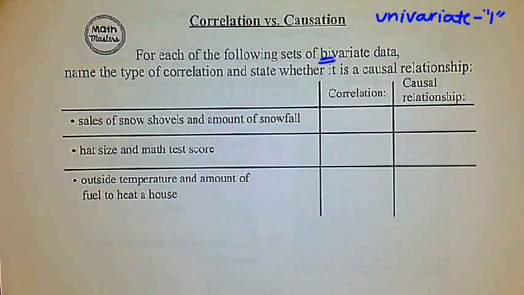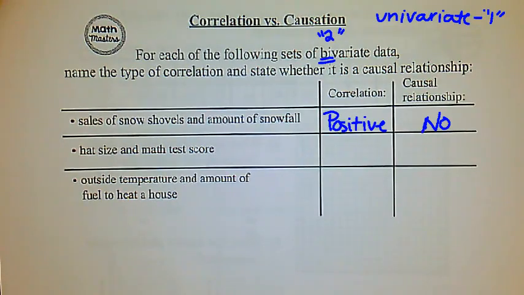So "bi" means 2, right? So there has to be 2 different quantities that we're talking about. Okay, so the sale of snow shovels and the amount of snowfall. So that would definitely be a positive correlation, and there is not a causal relationship.